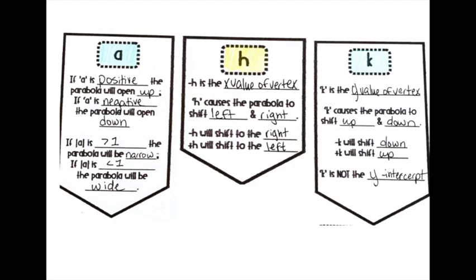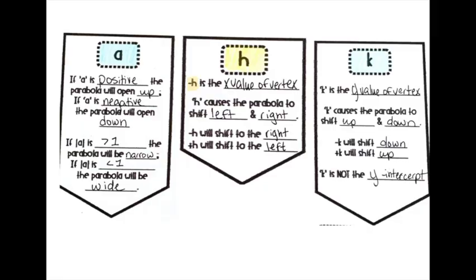Negative H is the X value of the vertex. Remember, your formula already has a minus in it. So you'll notice that this guy right here is a negative H. Negative H is the X value of the vertex. H causes the parabola to shift left and right. Negative H will shift it right. Positive H will shift it left.